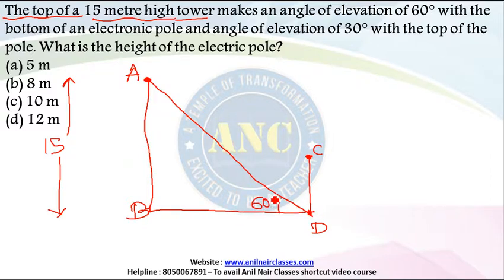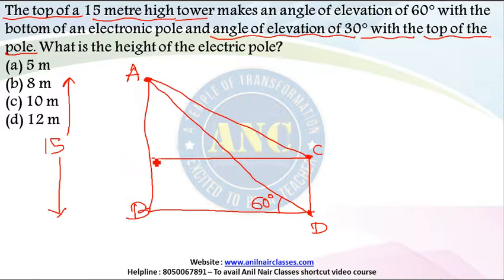The angle of elevation between A and D is given as 60 degrees. Similarly, an angle of elevation of 30 degrees with the top of the pole. That means the top of this tower is making an angle of elevation of 30 degrees with the top of the electric pole. This particular angle is given as 30 degrees. Let me call that point as point E. Next, what is the height of the electric pole? The height of CD is what they are asking. CD value is what they are asking you in the question.